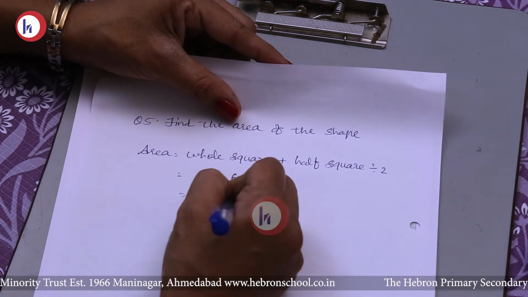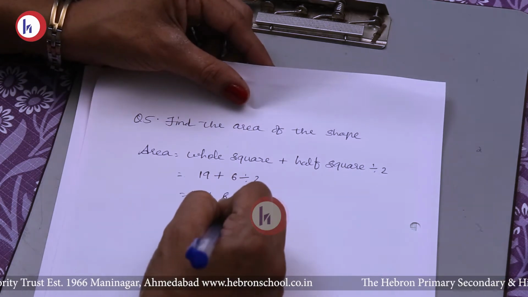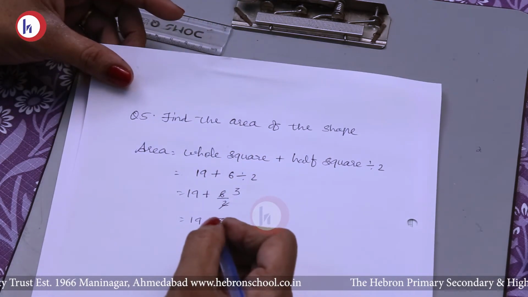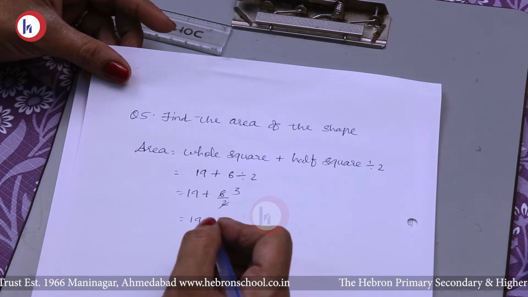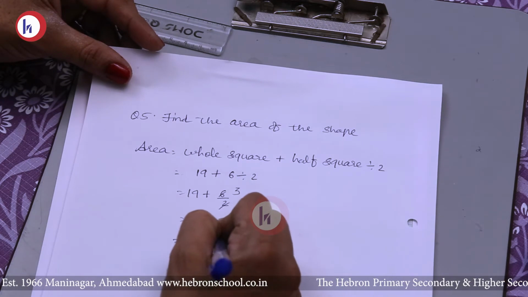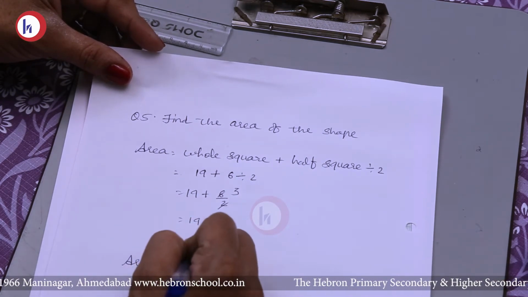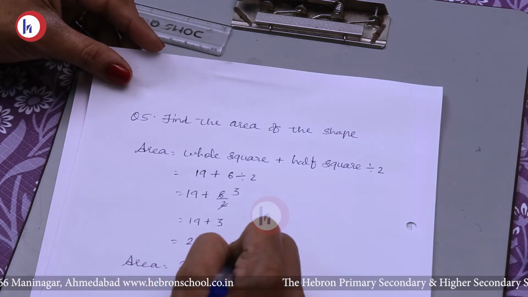19 plus 6 upon 2. 2 3s are 6. That means 19 plus 3. How many? 19 plus 3? 19, 20, 21, 22. That means 22 square centimeter. Area is equal to 22 square centimeter.